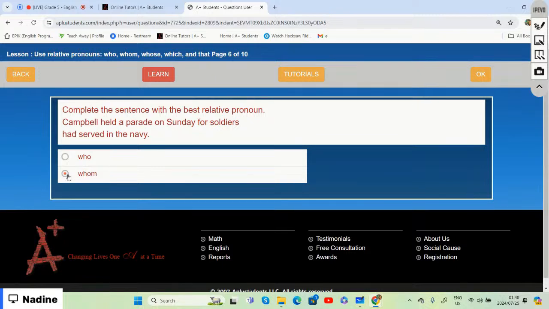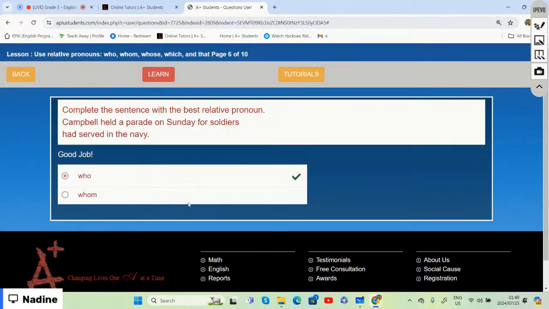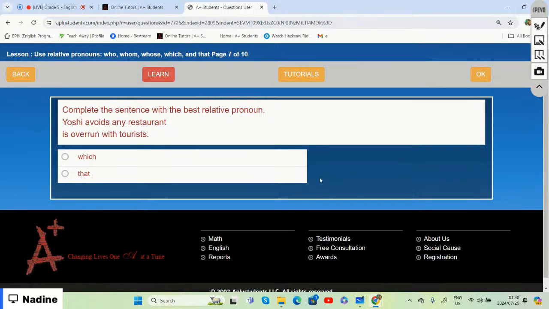All right, so we say Campbell held a parade on Sunday for soldiers who had served in the Navy. So well done. Sometimes it can be very tricky, right? When we try to identify our relative pronouns, either who, whom, whose, which, and that. These are things that you're just going to have to remember.